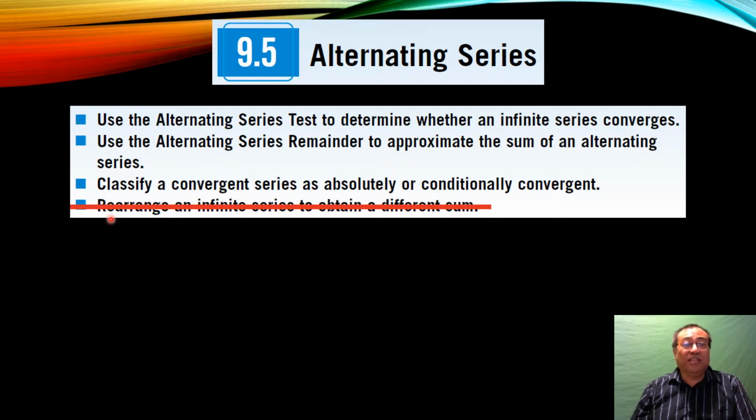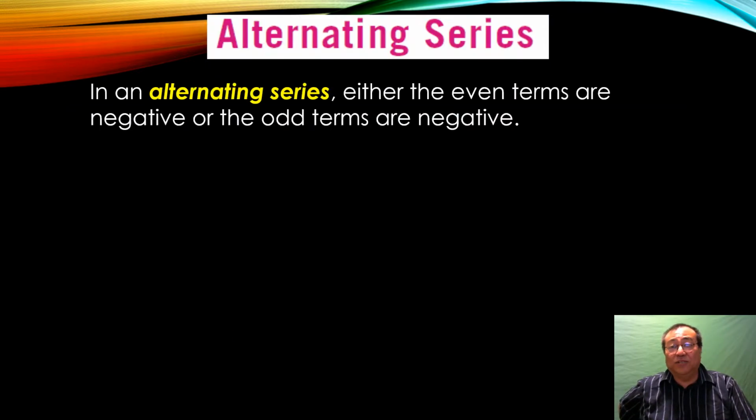In fact, in this video, we're only doing the first bullet, using the alternating series test to determine whether an infinite series converges. First of all, what's an alternating series? Either the even terms are negative or the odd terms are negative. So it can't do positive, negative, negative, positive, negative, negative, positive. It can't have that weird pattern. It's got to be positive, negative, positive, negative, positive, negative.